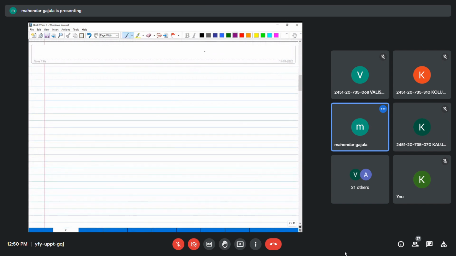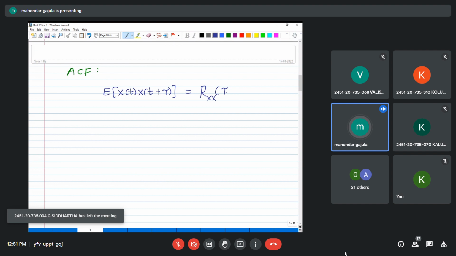Now let us see the autocorrelation function, ACF. What is the formula of this? Expectation of x(t) x(t plus tau). This can be written as R_XX(tau). R means correlation. Double X means two random variables are obtained from the same random process, so it is autocorrelation. The time delay between the two random variables is tau. Let us see the properties of the autocorrelation function.